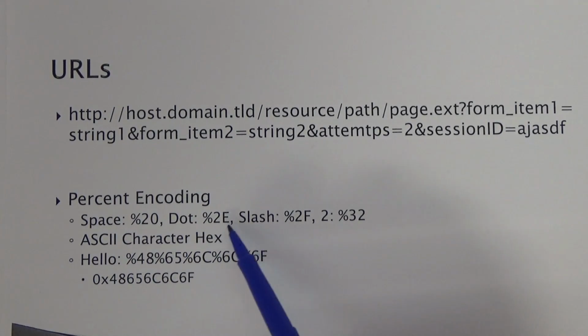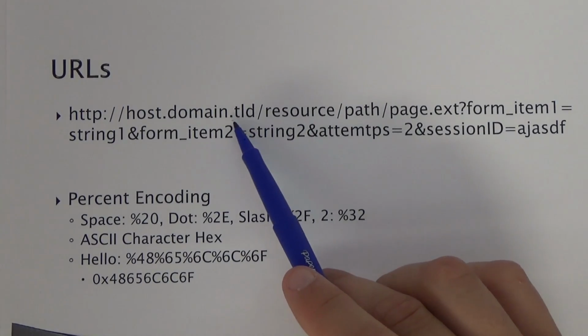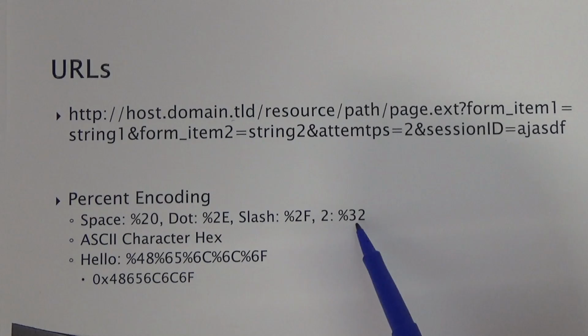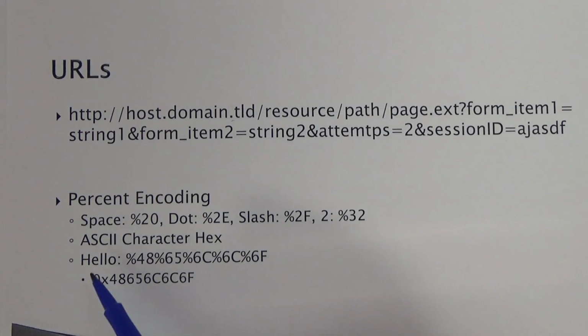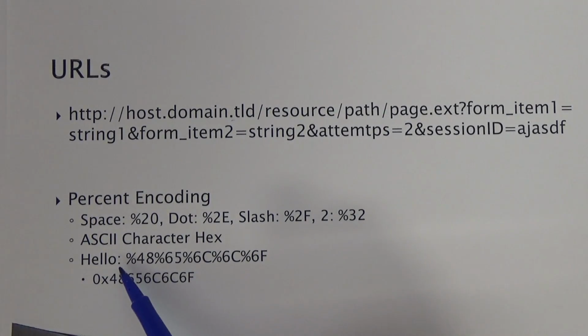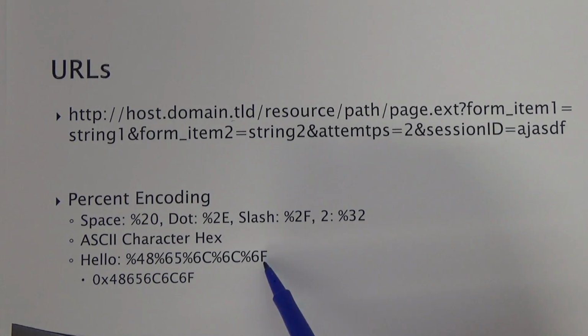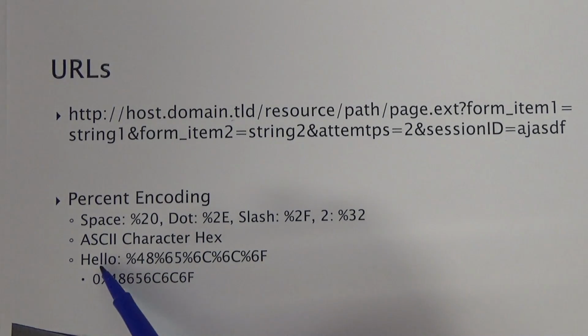A dot, for example, is 2e. However, we can use dots in URLs. A slash is %2f. The number 2 is %32. If you wanted to translate the word hello using percent encoding, it would be %48, %65, %6c, %6c, and %6f. Each of these pairs of digits represents a different ASCII character. To a web browser, this percent encoded format is identical to the text hello that we can see and read.